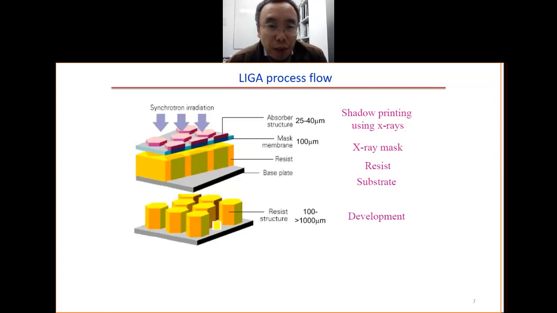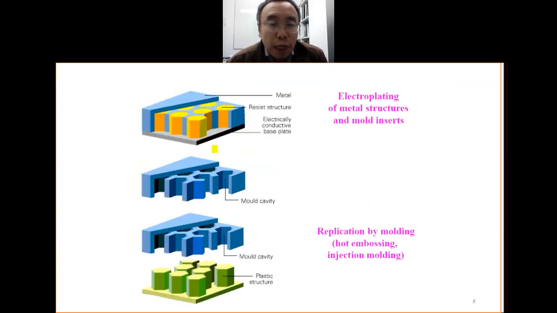After lithography and development, we get the structure in the resist. Then we do an electroplating process. Typically, the metal is nickel. Then we remove the resist, so we have the nickel mold. Then we can use the nickel mold to make many copies of the polymers. This is by hot embossing or injection molding. So we know that hot embossing and injection molding are very high throughput, cheap processes. So this way we can make high aspect ratio polymer structures.